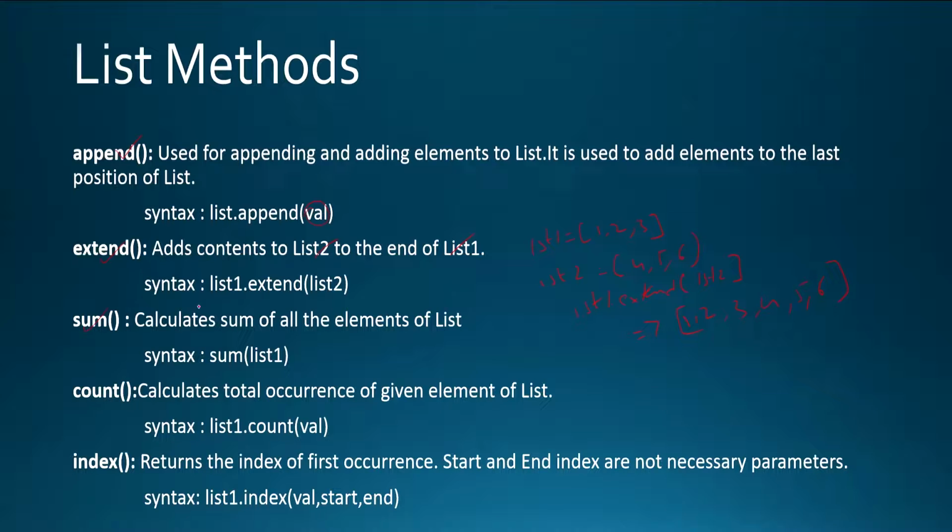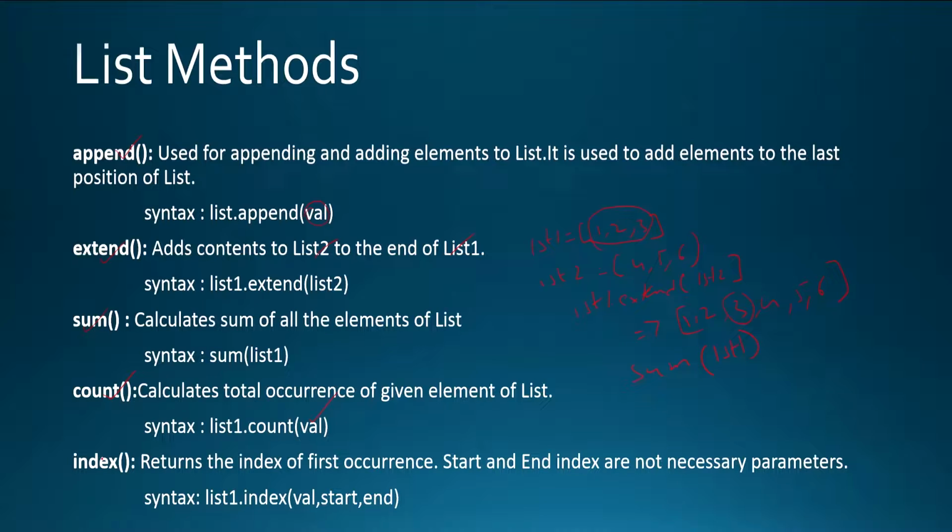Sum. This is used to get the summation of all the values within a list. You can simply specify sum of lst1, and it will give the sum of these values. Similarly, count. This is used to count the occurrences of a particular element within a list. Suppose we want to check the number of occurrences of 3, we can pass 3 as a parameter within count. We will get the number of occurrences of 3 within the list.